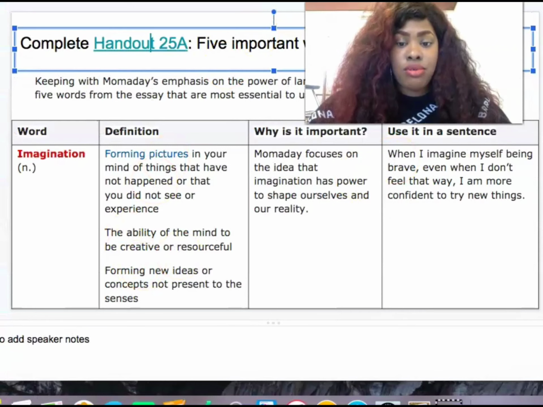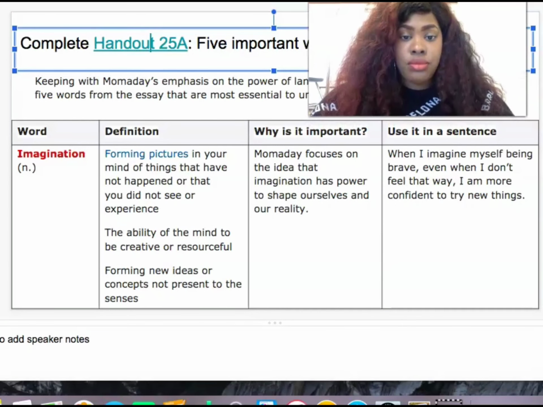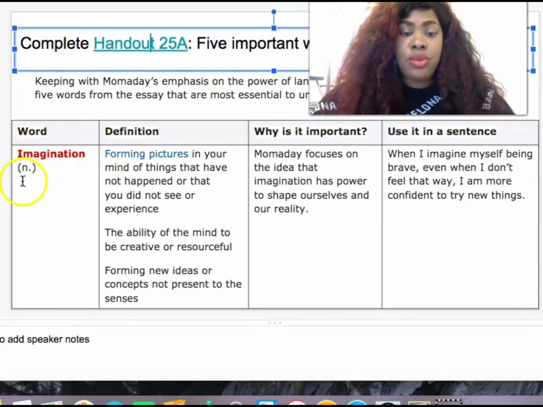So for example, one of the words that I chose that was very important to understanding the text was imagination. And when I looked up the definition of imagination, I came up with these definitions: forming pictures in your mind of things that have not happened or that you did not see or experience, or the ability of the mind to be creative or resourceful, or forming new ideas or concepts not present to the senses.